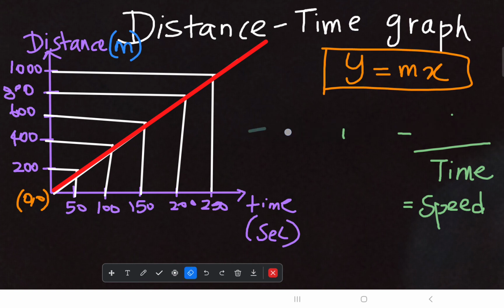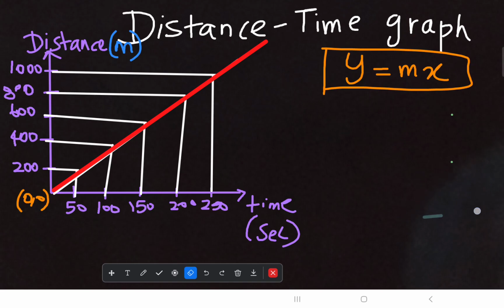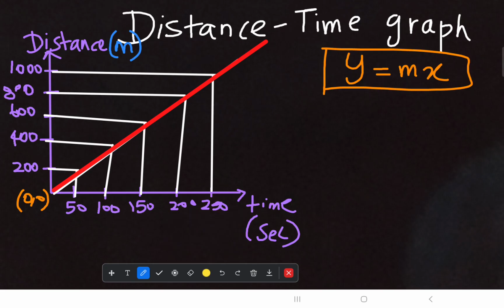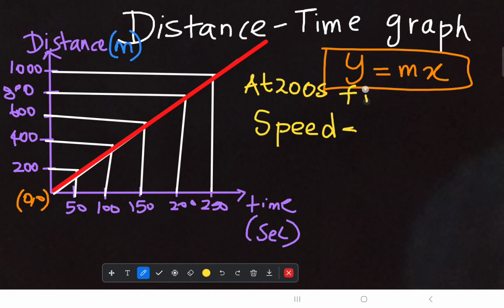Then we will find speed. According to this, we know that the gradient of this straight line will give you the speed of this object. This object is moving with respect to time. To find the speed, you have to select a particular distance. When I ask you the question, at 200 seconds, find speed.